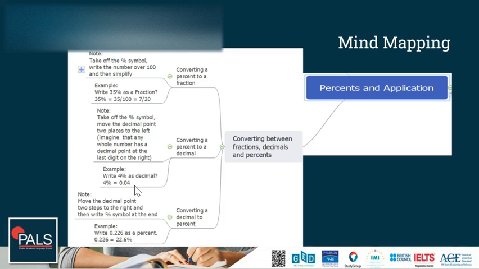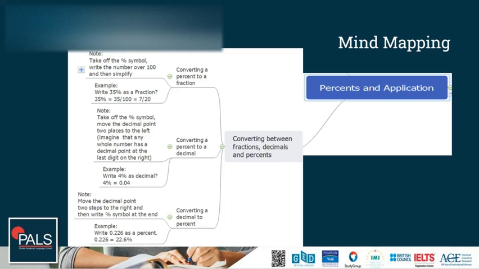The third one, converting a decimal to percent. In converting decimal to percent, we need to move the decimal point 2 steps to the right and then write the percent symbol at the end. Example, write 0.226 as percent. 0.226, move the point 2 decimal places to the right. So we have 22.6%.